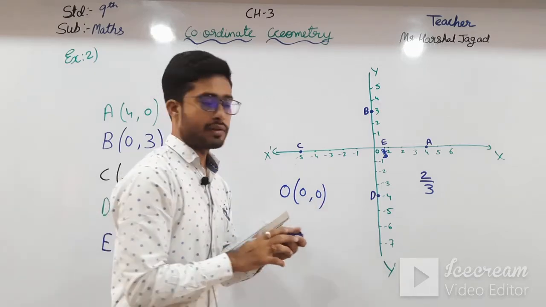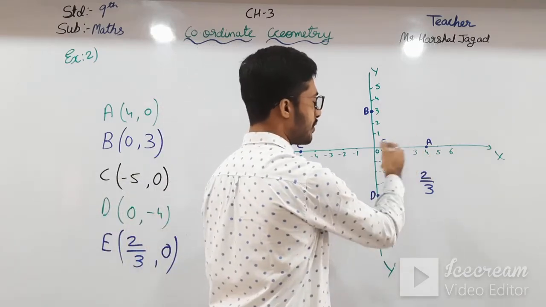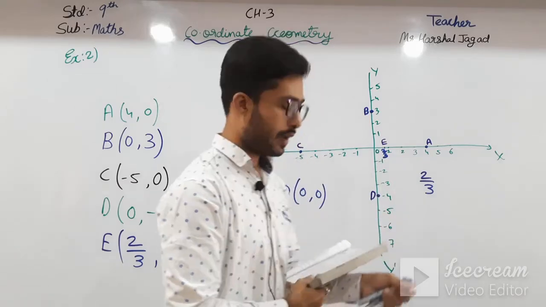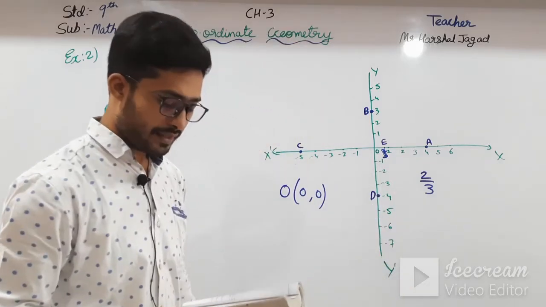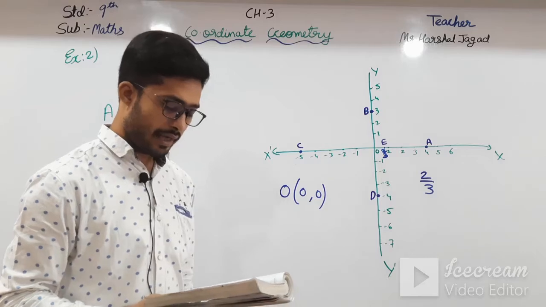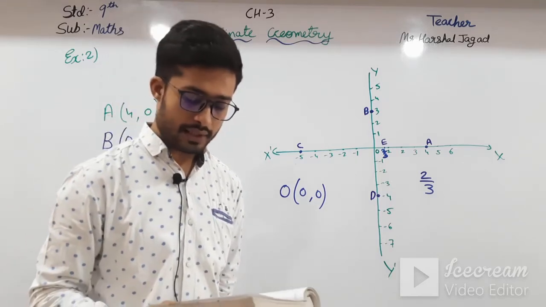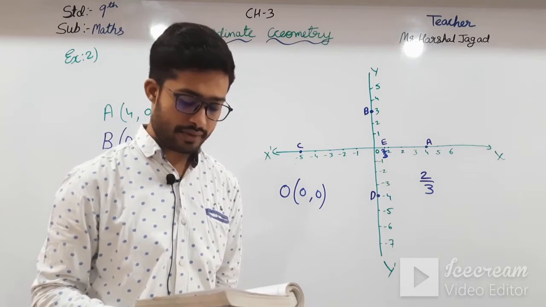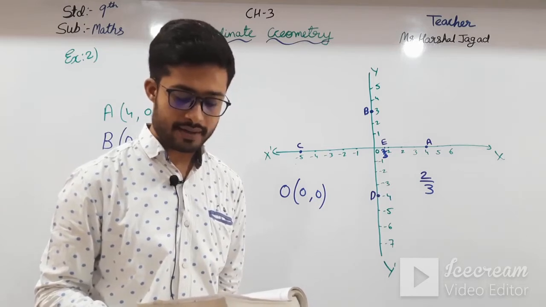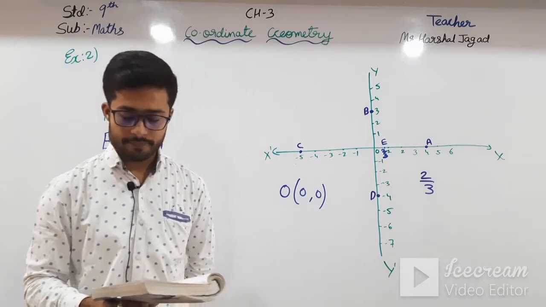Why? Because it is neither on the x axis nor on the y axis. Okay students, so it will be (0, 0). See here, in the example above, you may have observed the following relationship between the signs of the coordinates of a point and the quadrant in which it lies.